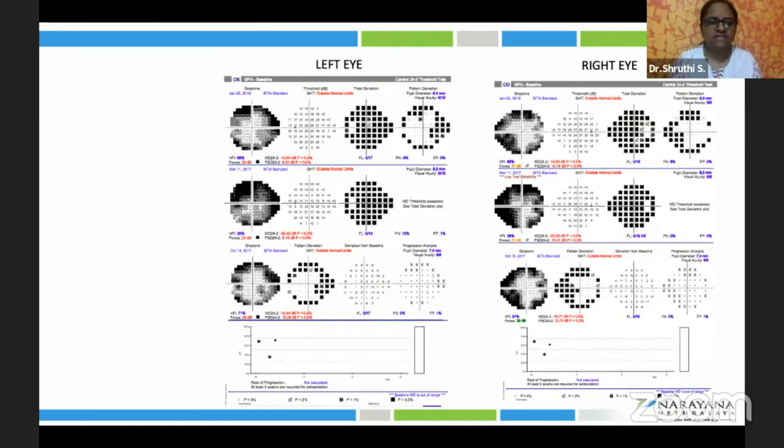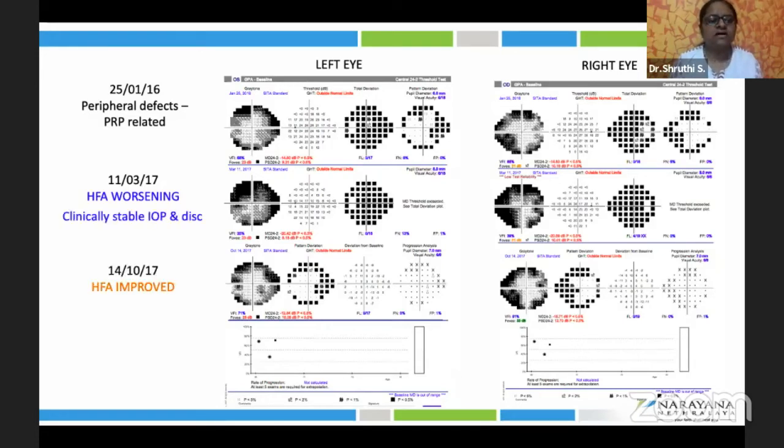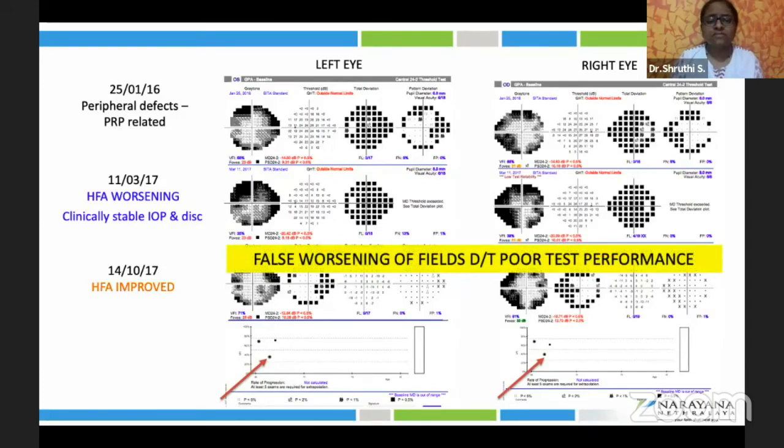So here I have an example of a patient who has peripheral defects due to panretinal photocoagulation. He is a diabetic retinopathy patient basically. His visual field worsened in spite of IOP and disc being stable. When we repeated the fields on the HFA, they improved. This was basically due to poor test performance. I'll take one more minute. I have a couple of examples, that's all.